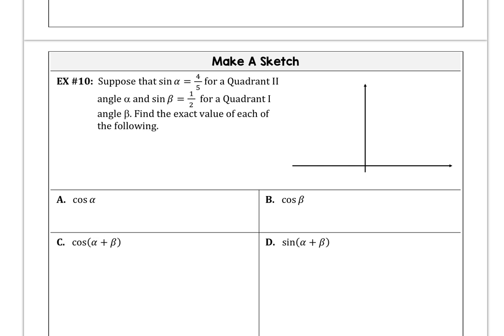Suppose that the sine of an angle is 4 over 5 in quadrant 2. So let's give that a sketch. Sine is 4 over 5. We're calling that angle alpha. Opposite over hypotenuse. This side is -3. And the sine of beta is a half, and that's in quadrant 1. So beta in quadrant 1, sine is opposite over hypotenuse, which makes this leg square root of 3.